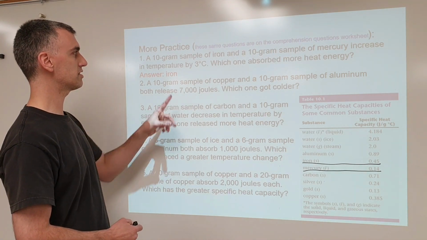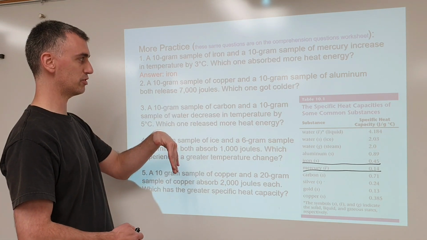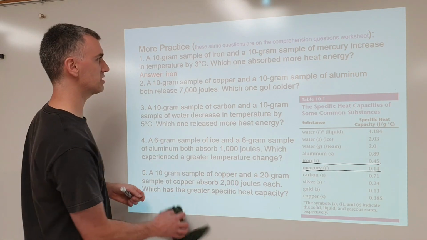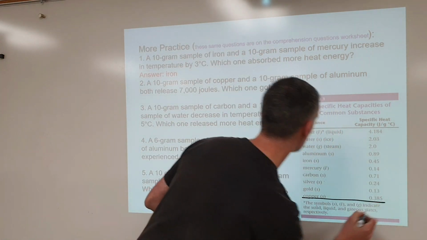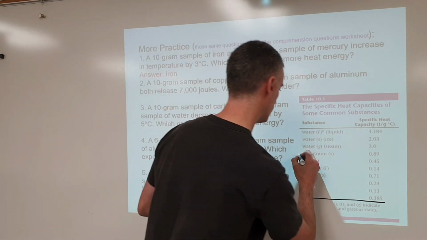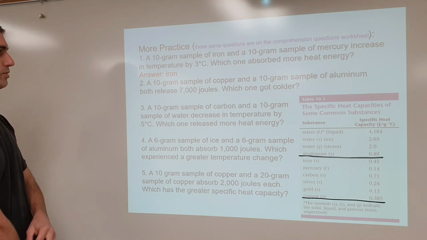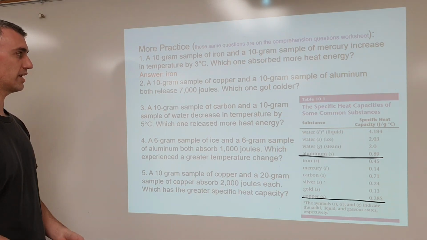So now, instead of giving a temperature change and asking about energy, we're giving energy and asking about the temperature change. Remember, we're going to look at specific heat capacity. More specifically, we're going to look at copper, which is this one, and aluminum, which is this one. Then we're going to say, which one had the bigger temperature change? Now you should be able to answer me right now.